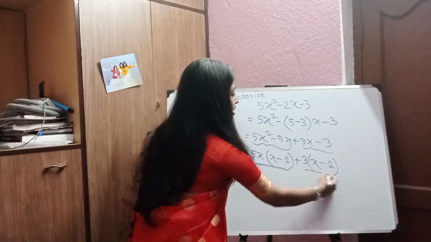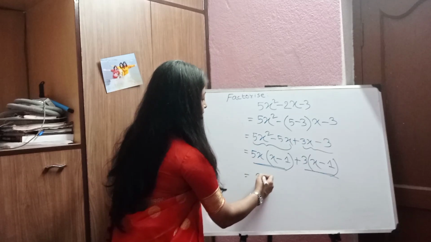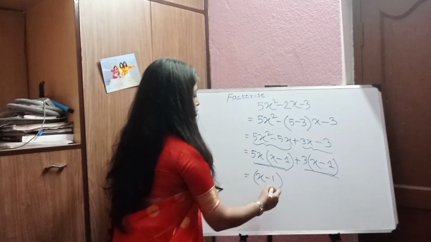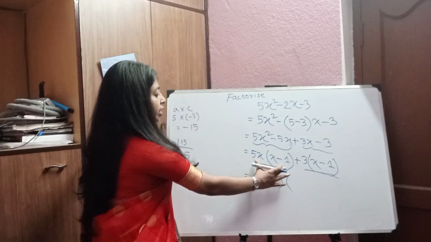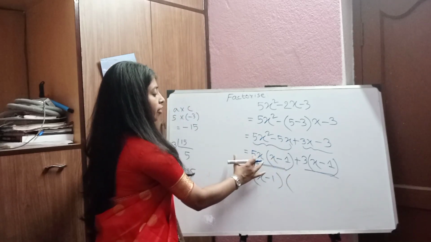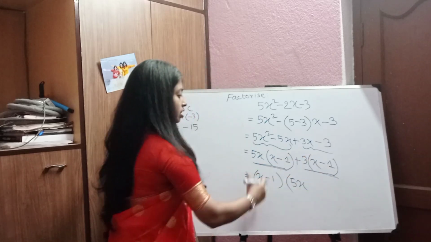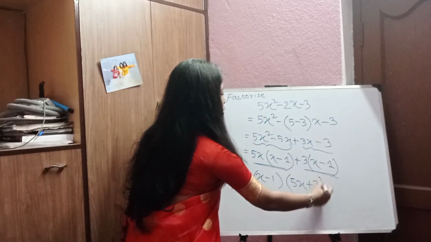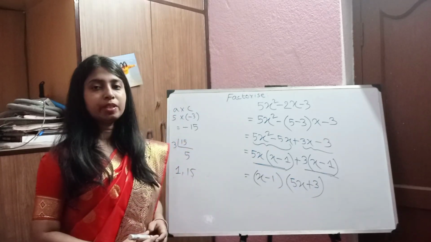Now this expression and this expression makes a pair again. In this pair, we have x minus 1 common. So we take x minus 1 in one bracket. In the next bracket, if we take out x minus 1 from this whole expression, 5x is remaining. If we take out x minus 1 from this expression, plus 3 is remaining. So our final answer will be x minus 1 multiplied by 5x plus 3.